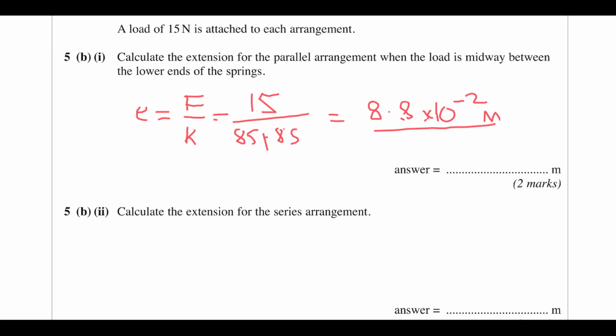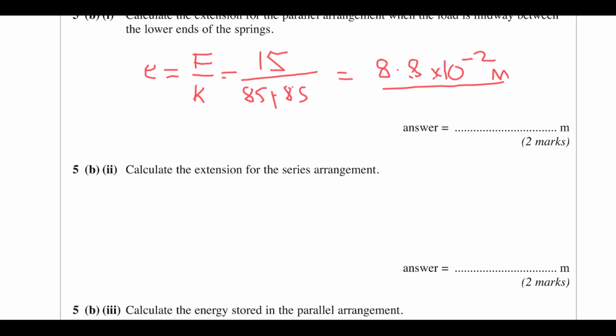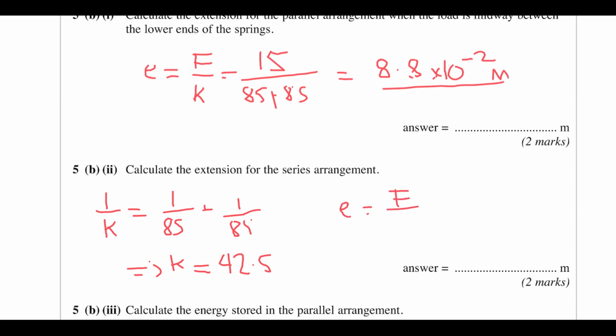Okay, calculate the extension in series. So first let's find out what the spring constant is. This is how you add together springs in series. Once you do that, you get a value of K of 42.5. An extension is force divided by the spring constant, so 15 over 42.5. We do that calculation, it comes out as 0.3529, so it would be 0.35 to 2 significant figures there, which would be appropriate.